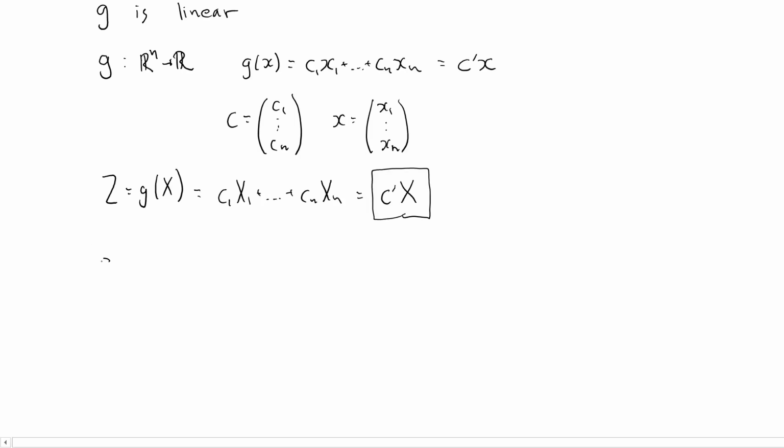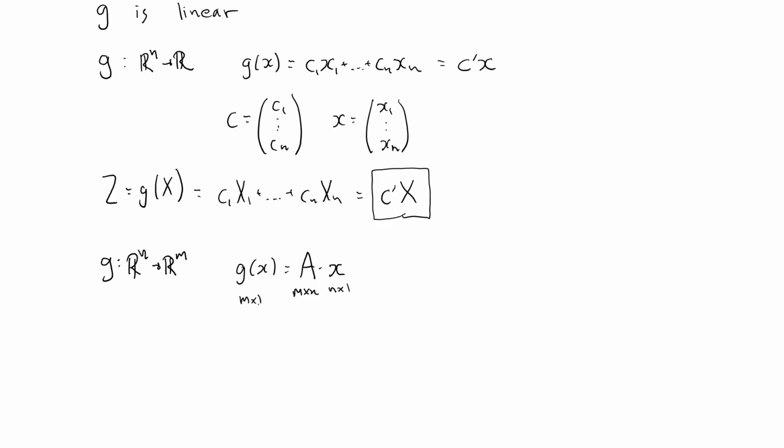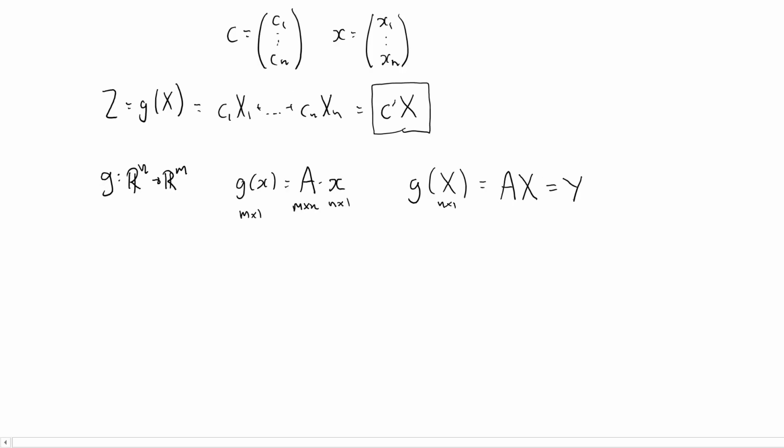If g is linear, but it's a function from Rn to Rm, then we can always write g of x equal to a times x, where a is an m by n matrix. This is n by 1, so g of x becomes m by 1, as it should. So this is a linear function of the vector x applied to a random vector x. This is written as a times x. And this is now a random vector, which is m by 1.